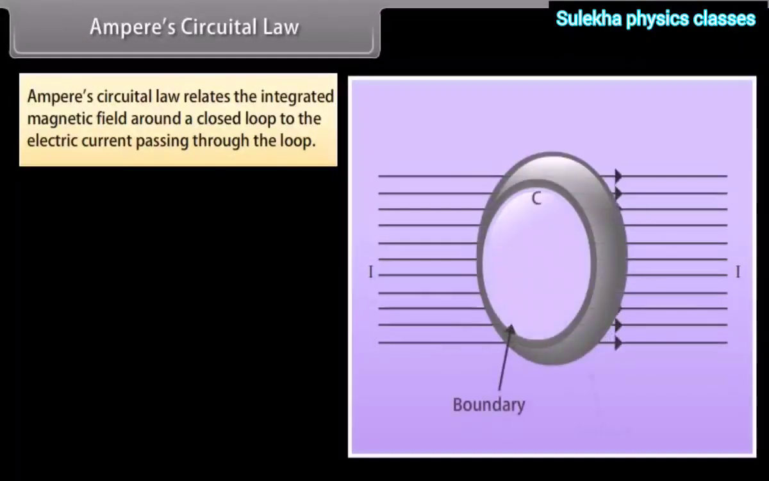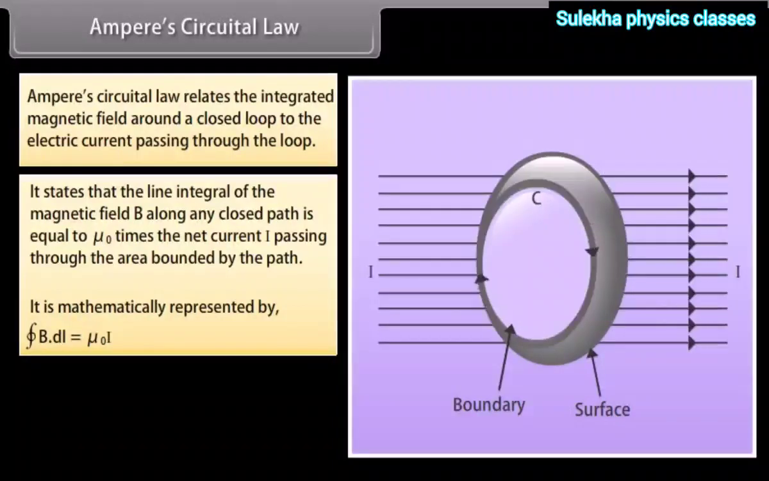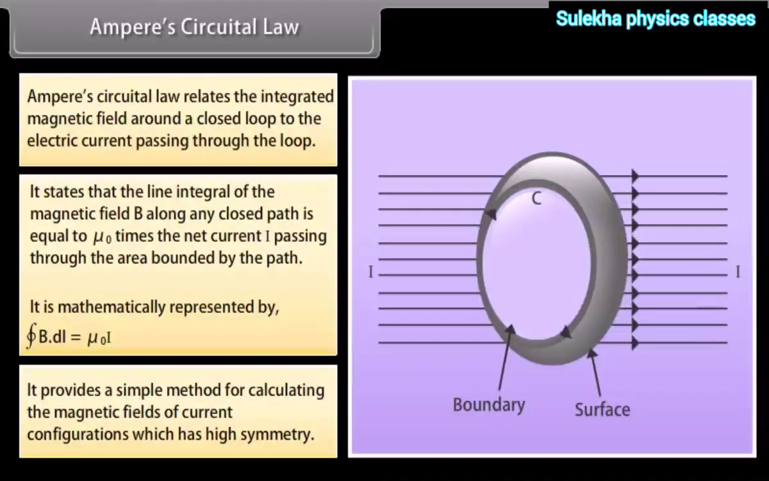Ampere's circuital law. Ampere's circuital law relates the integrated magnetic field around a closed loop to the electric current passing through the loop. It states that the line integral of the magnetic field B along any closed path is equal to mu naught times the net current I passing through the area bounded by the path. It is mathematically represented by closed integral of B dot dl is equal to mu naught I. It provides a simple method for calculating the magnetic fields of current configurations which has high symmetry.